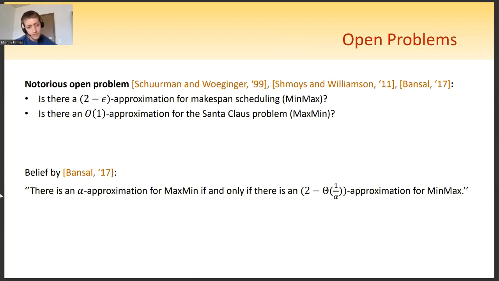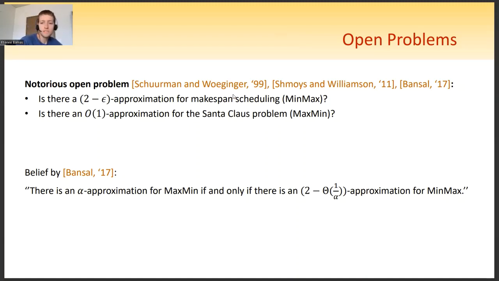Also very interesting, there is a common belief that these 2 questions are equivalent. You can get a constant factor for Santa Claus if and only if you can get better than 2 for makespan scheduling. That's a conjecture. But it's also interesting from that point of view because the techniques on the Santa Claus problem often seem to transfer to the makespan scheduling problem. So that's the 2 main motivations of this problem.